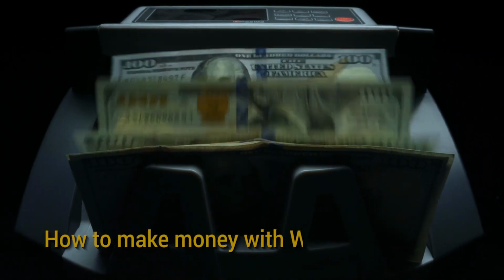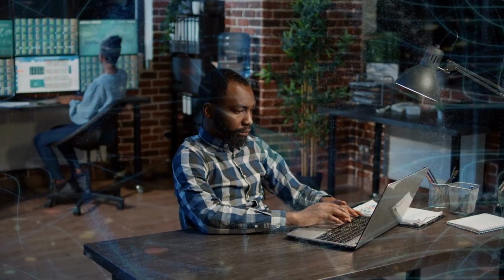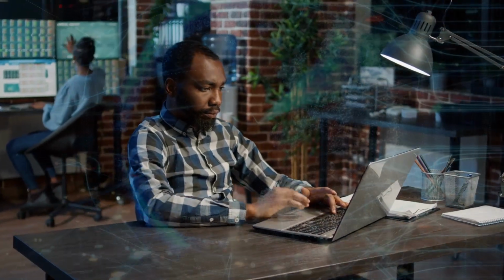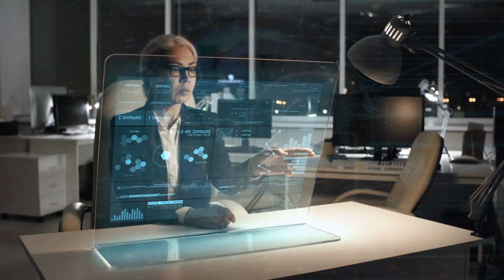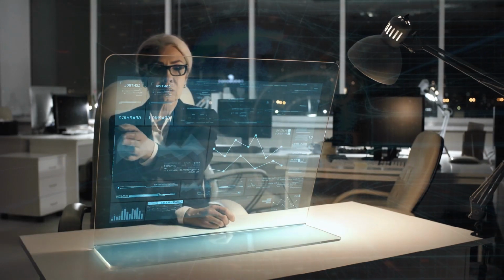How to make money with Web 3.0. Are you curious about how to make money with Web 3.0? Well, you're not alone. Web 3.0 is all about decentralization, transparency, and giving more power to the people. And with this new paradigm comes many opportunities to earn money in new and innovative ways.